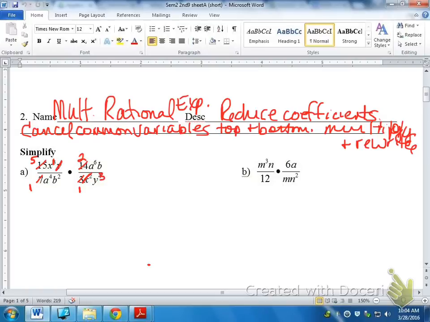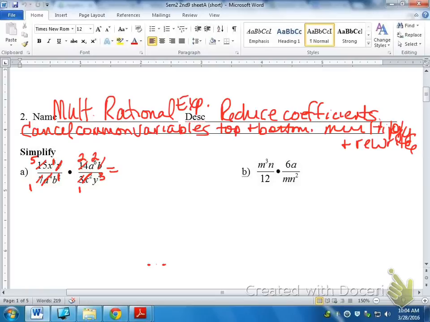As I continue across left to right, I see 6 a's on the top and 4 a's on the bottom. So how many can I take out? So those 4 are gone. That leaves me with 2. And then there's 1 b on the top, and there's 2 on the bottom. That leaves 1. Now I've got to multiply across, but the hard part is seeing what is left.